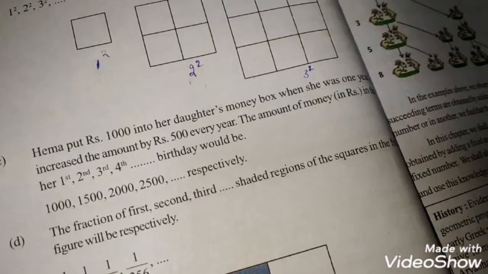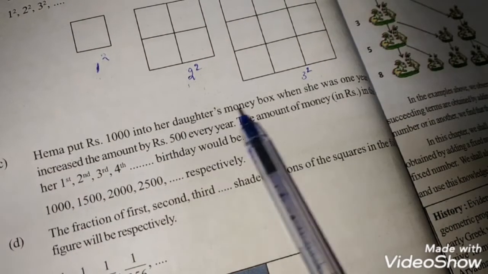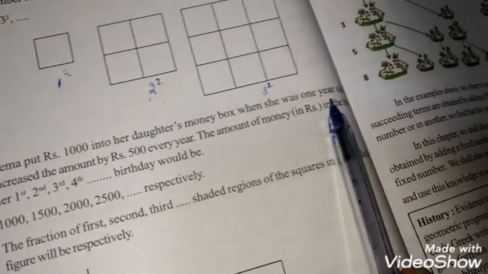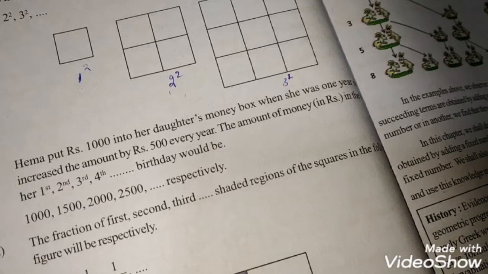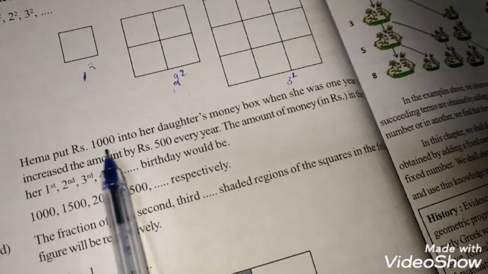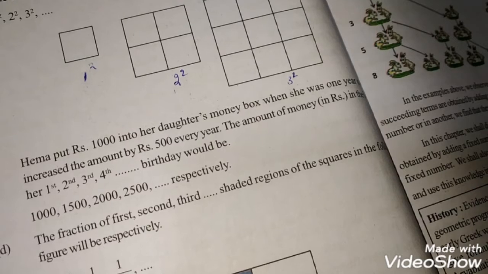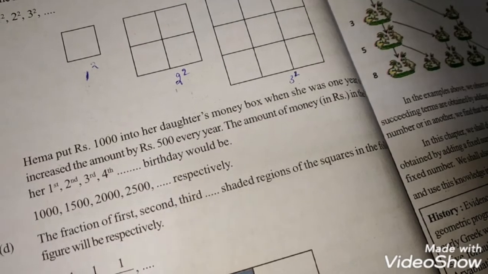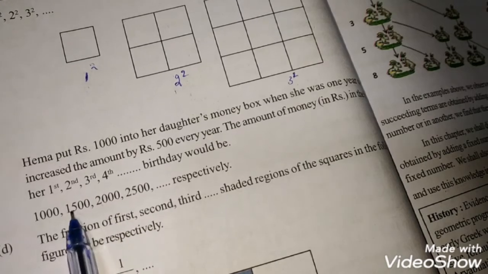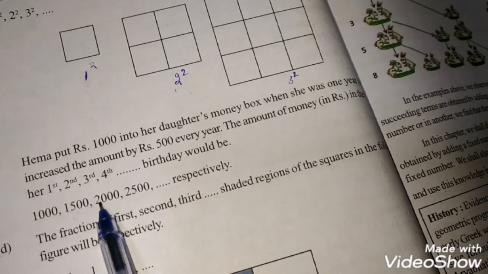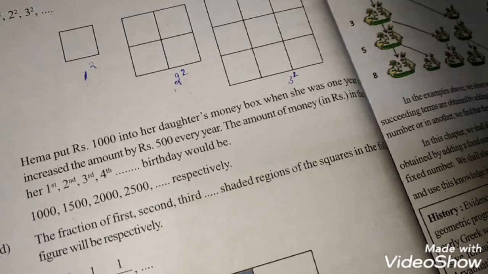Let's take another example. See here. Hema puts 1000 into her daughter's money box when she was 1 year old and increased the amount by 500 every year. Okay. See here, on the first birthday, her mom gave 1000 rupees to her daughter. And next birthday, 500 rupees will be added. That means 1500. For the third birthday, we have 2000. That means 1500 plus 500. Next 2000 plus 500 we get 2500. Like that we are going on.